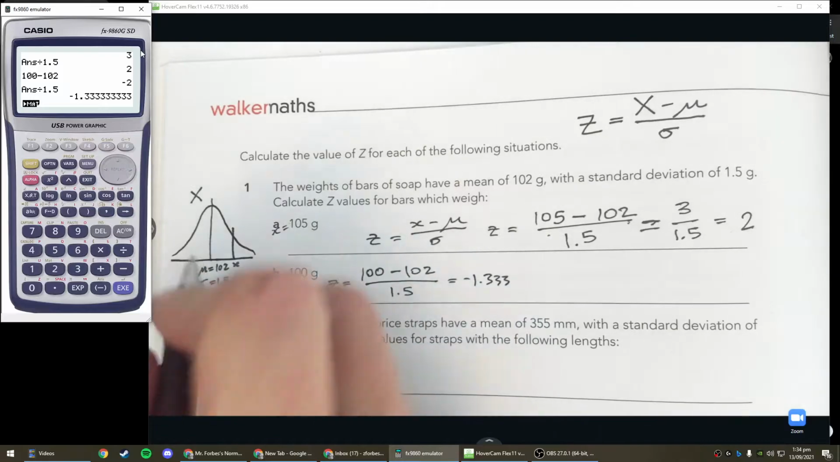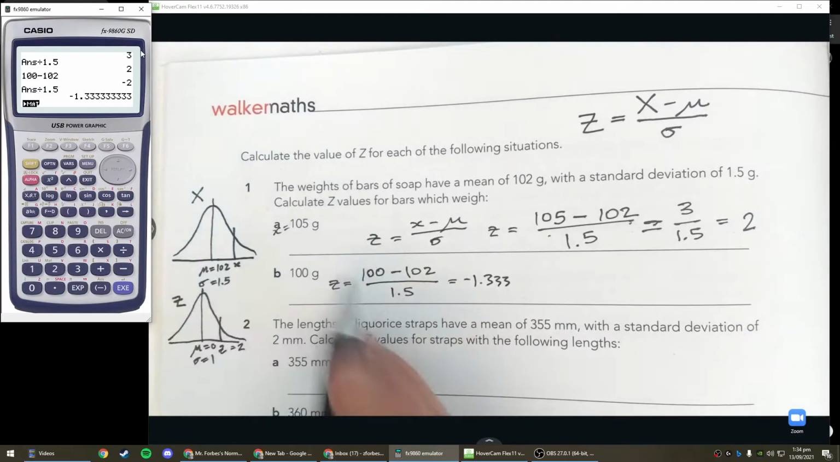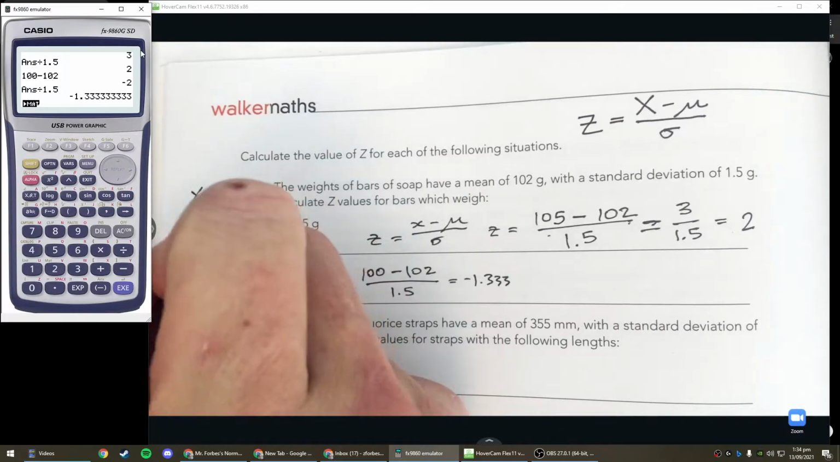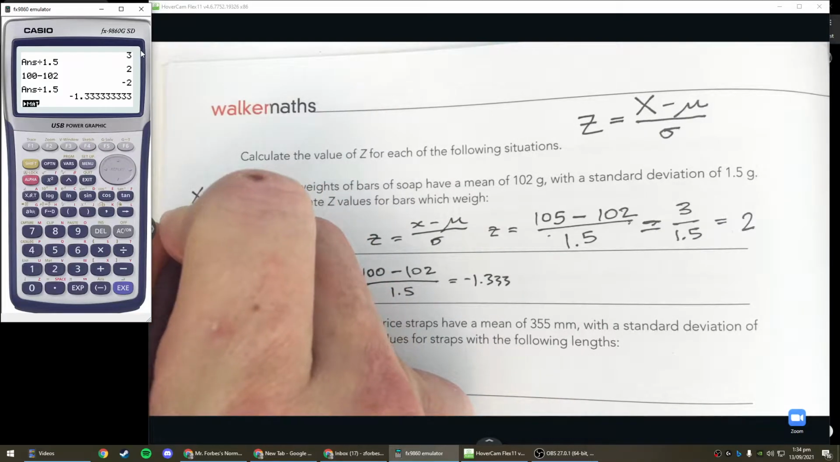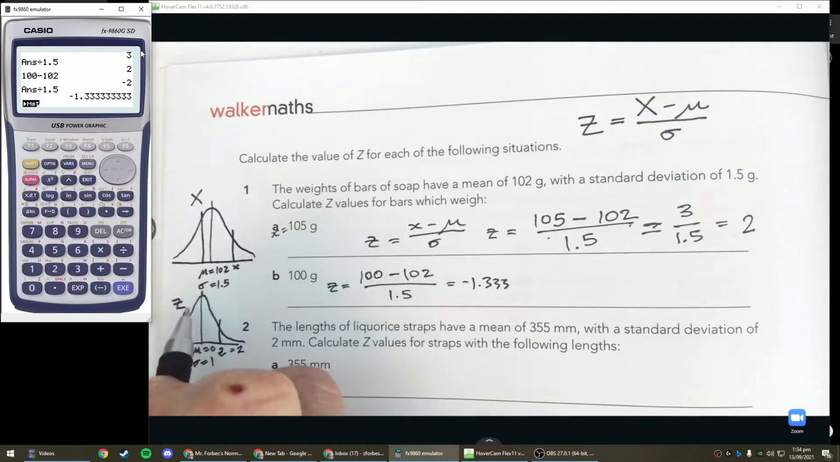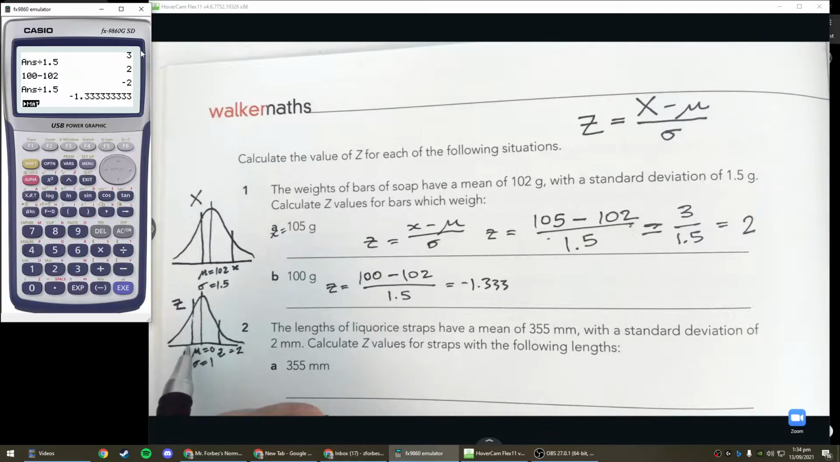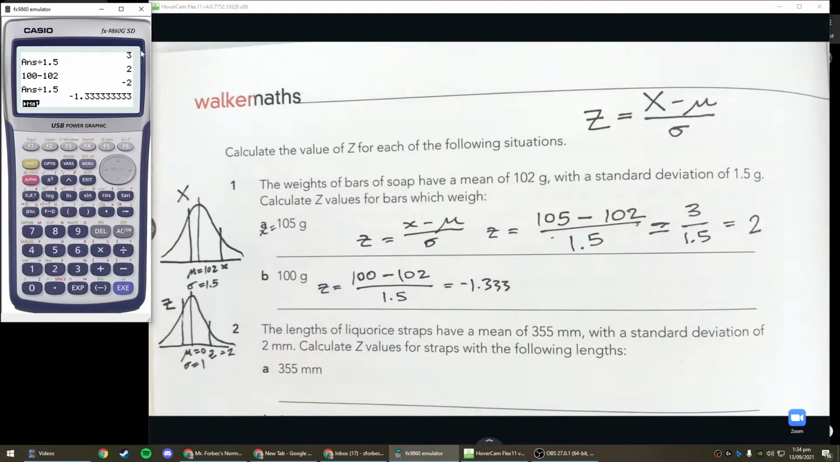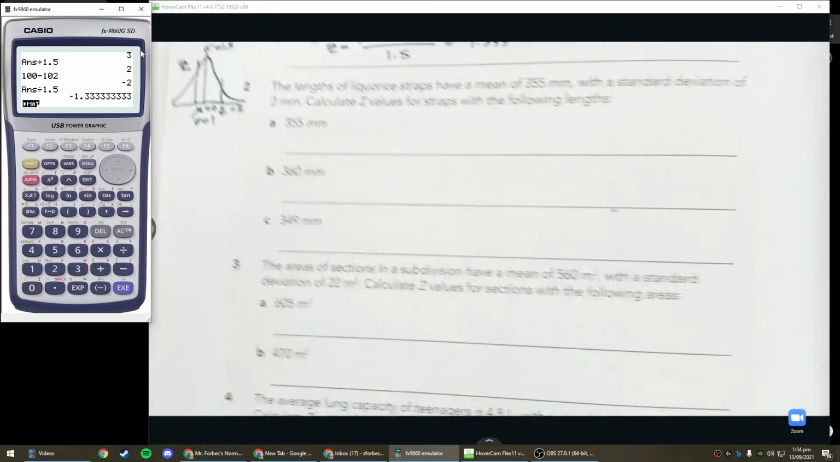That's the z value. What we worked out is that this x value of 100, which would be somewhere around about here, is equivalent on the z table to a value just here, which is z equals negative 1.3 recurring. So we're just really using the formula. I'm just trying to explain it as we go.